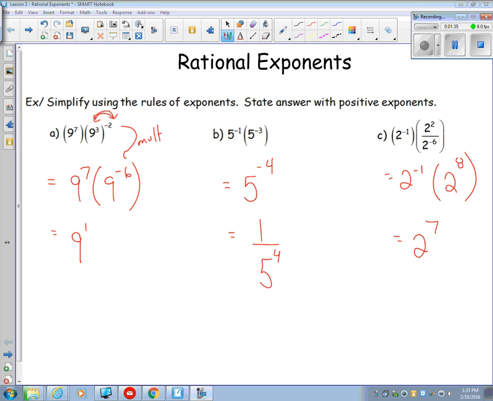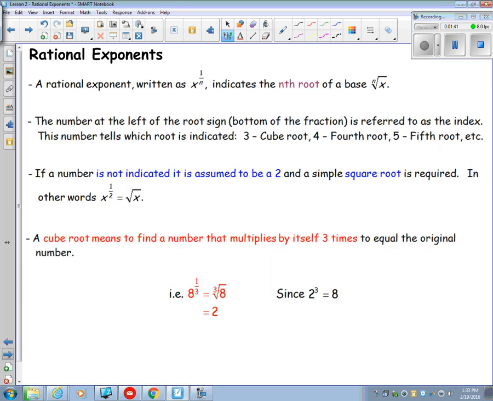Okay, so that's what we did yesterday. There are 4 big rules there, right? Negatives, powers of powers, multiplying bases, and dividing bases. Today we're going to add some new kind of exponents in. We call these rational exponents. By rational, it means our exponents can be a fraction. Okay, specifically, to start here, x to the power of 1 over n.